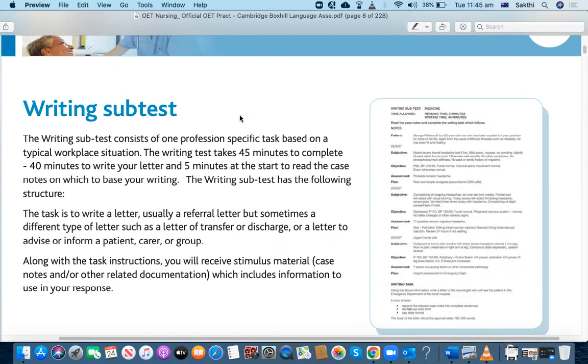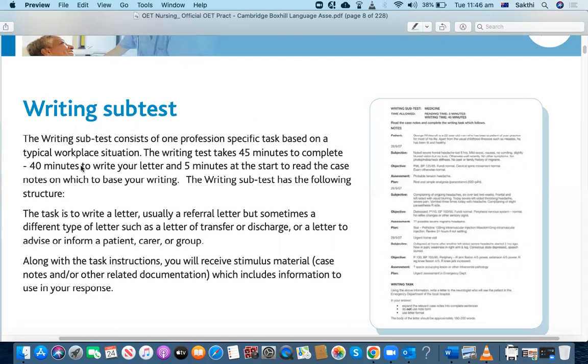In this video, I'm going to provide an overview of the writing subtest of the OET examination, what its assessment criteria would be, how the question paper is going to look, and the way we need to answer the question as well.